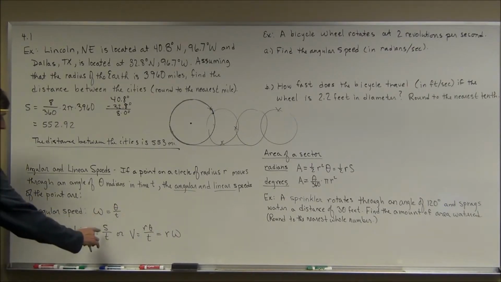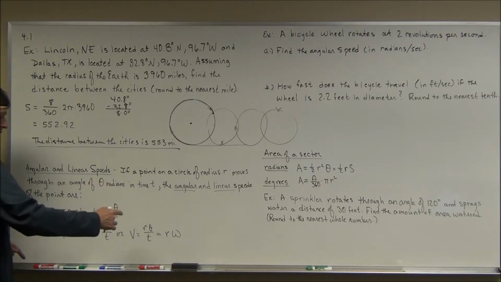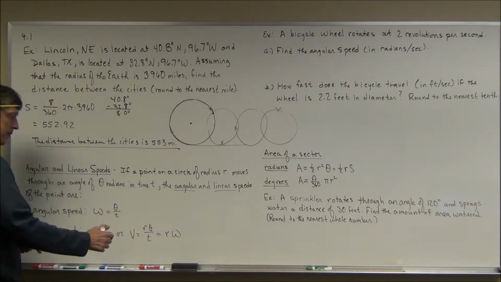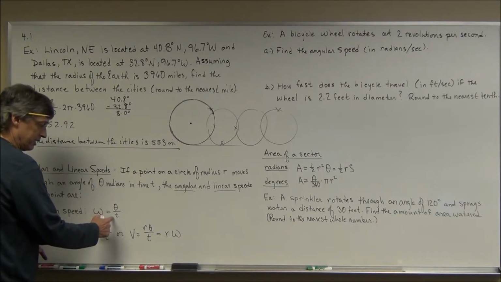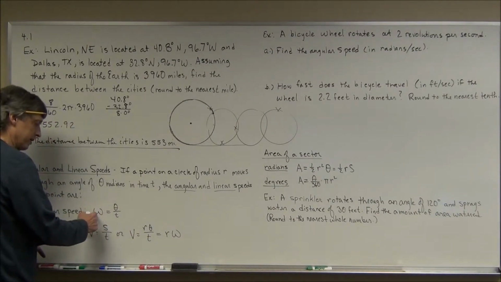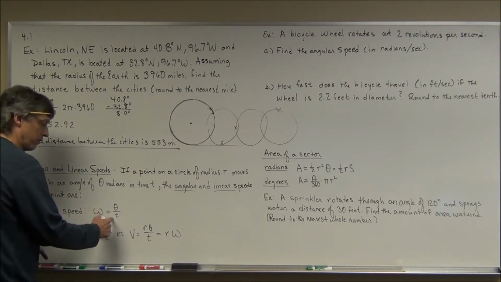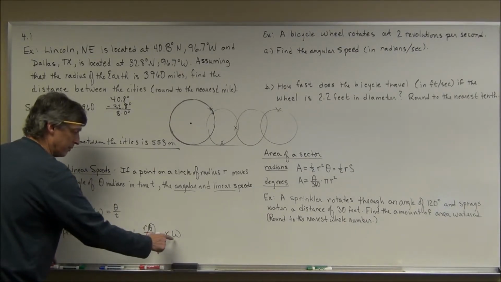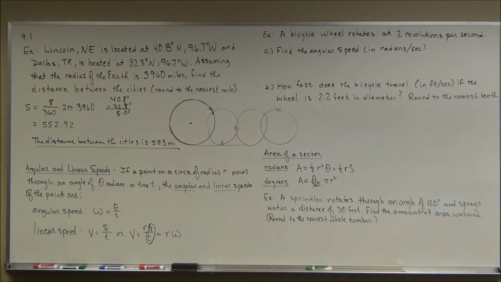Now remember, arc length is r theta, so we could have also thought of this as r theta divided by the time. But since omega is theta over time, and this is theta over time, we could think of this as r times omega. So I'm going to do an example here, looking at angular and linear speed involving a bicycle wheel.